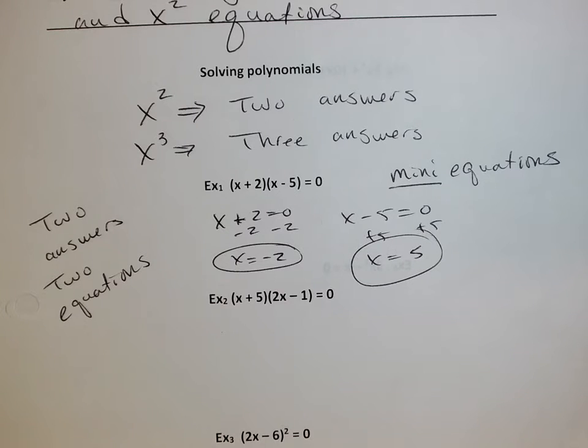Now think about this, okay? Listen. 0 times anything is zero. Anything times 0 is zero. So if this is negative 2, this is 0, and it doesn't really matter what this is, because the whole thing is zero. If this one is 5, 5 minus 5 is zero, and 0 times this doesn't really matter. It's 0. So both answers will work to make the problem equal 0.